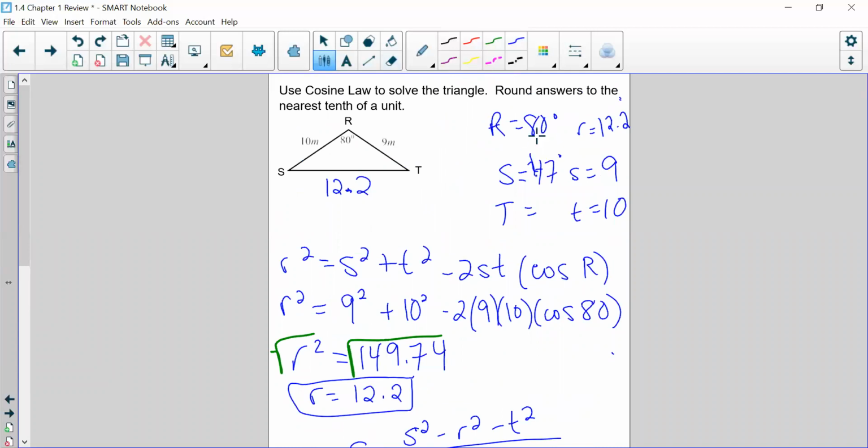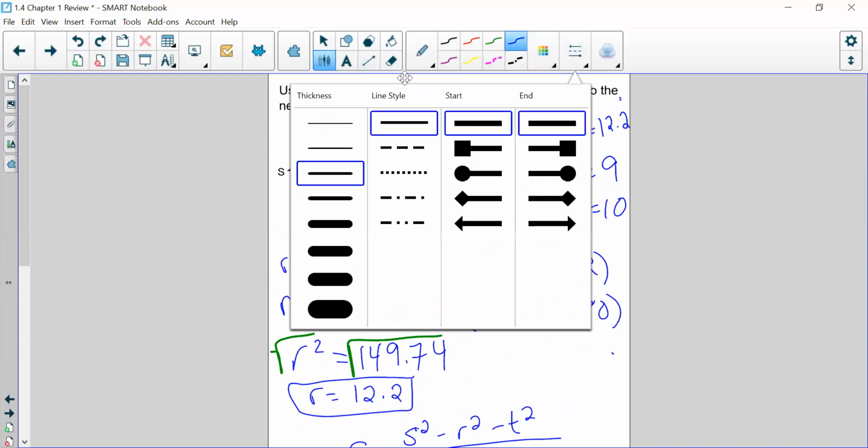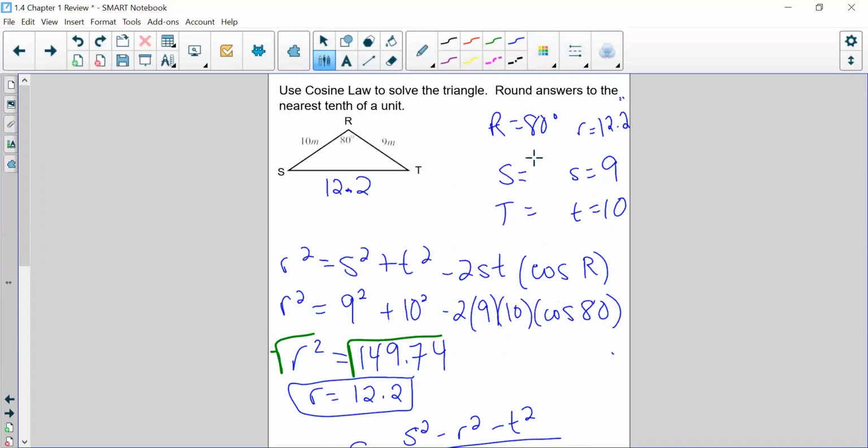And then for T, I really would just subtract for that one. It's just a lot quicker than using a formula, but if you want to practice your formulas, by all means do that. So 180, take away 80, obviously 100, and then take away 47. You're going to get a 53-degree angle for T.